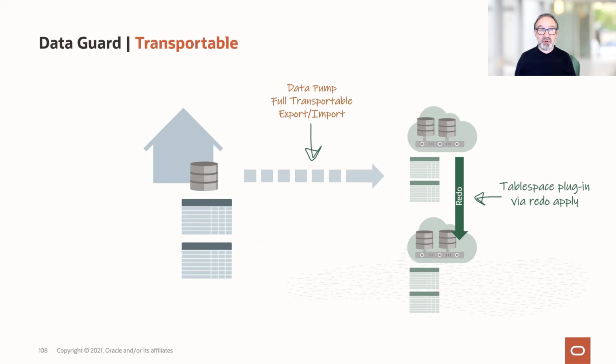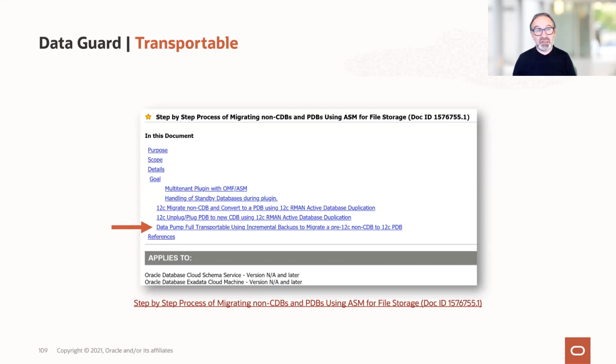You just have to keep in mind that you restore your files not only to the primary side, you need to restore your files also to the standby side. And you find all this in the step-by-step processing of migrating non-CDBs to PDBs. In ASM file storage, there's a Data Pump full transportable export import with even incremental backups used here.